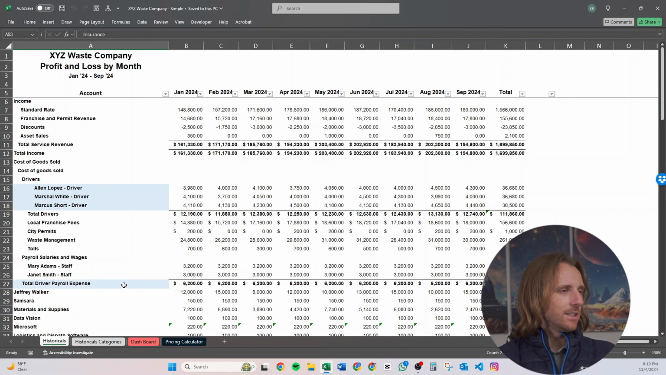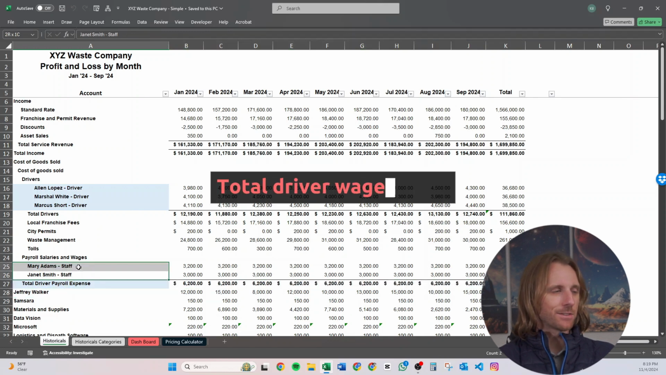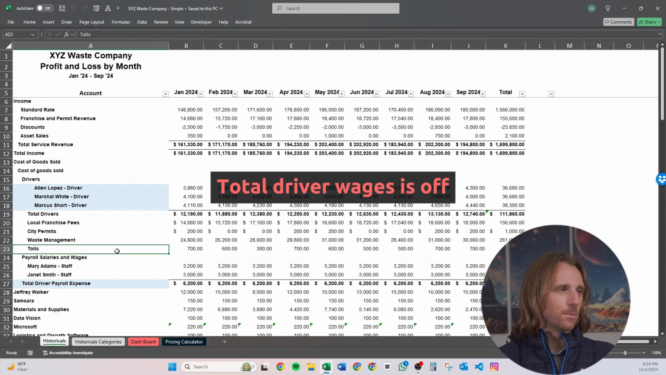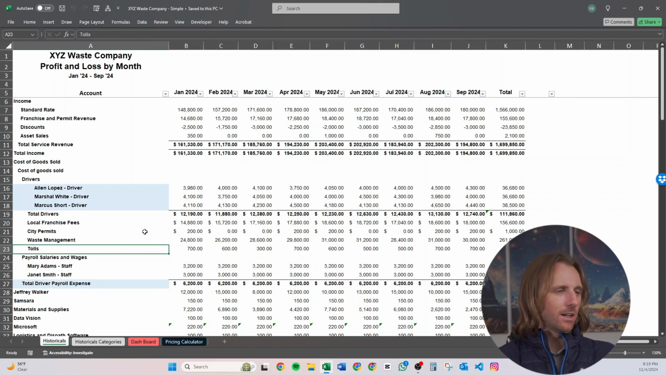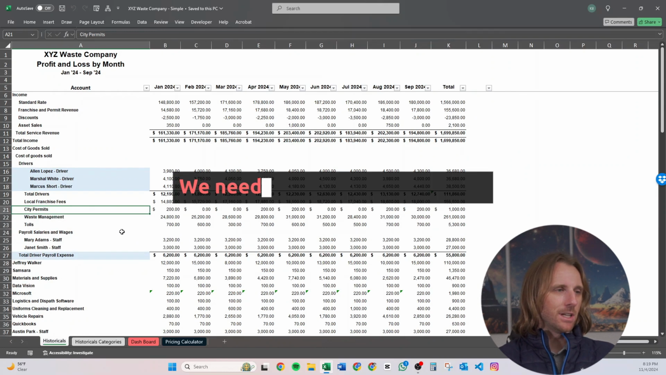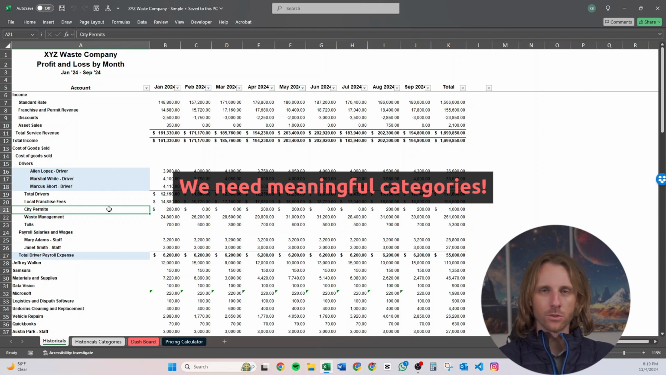And then lastly, the driver total payroll here is not necessarily correct because we have some staff that are being included in these costs. But ultimately, the point I want to make here is that as much as small businesses do a good job of keeping their books to this degree, it's not particularly meaningful because we need to have these costs categorized in a meaningful way in order to derive some kind of value and decision-making basis from it.